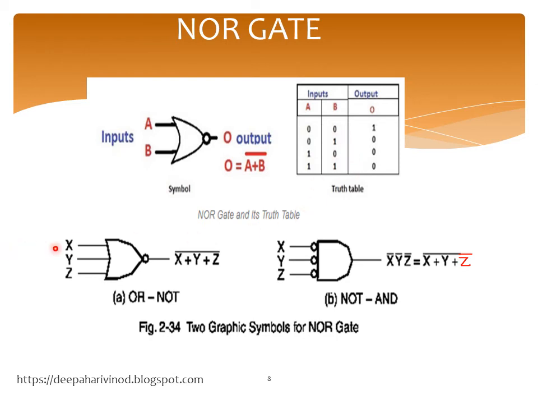Now the NOR gate symbol with 3 inputs, so the output will be (x plus y plus z) whole bar. And the same NOR gate can be expressed with the help of a bubbled AND gate. Here we will get the same output, that is (x plus y plus z) whole bar. If we bubble at the input side, this will be x bar, y bar and z bar. So x bar dot y bar dot z bar is equal to (x plus y plus z) whole bar.